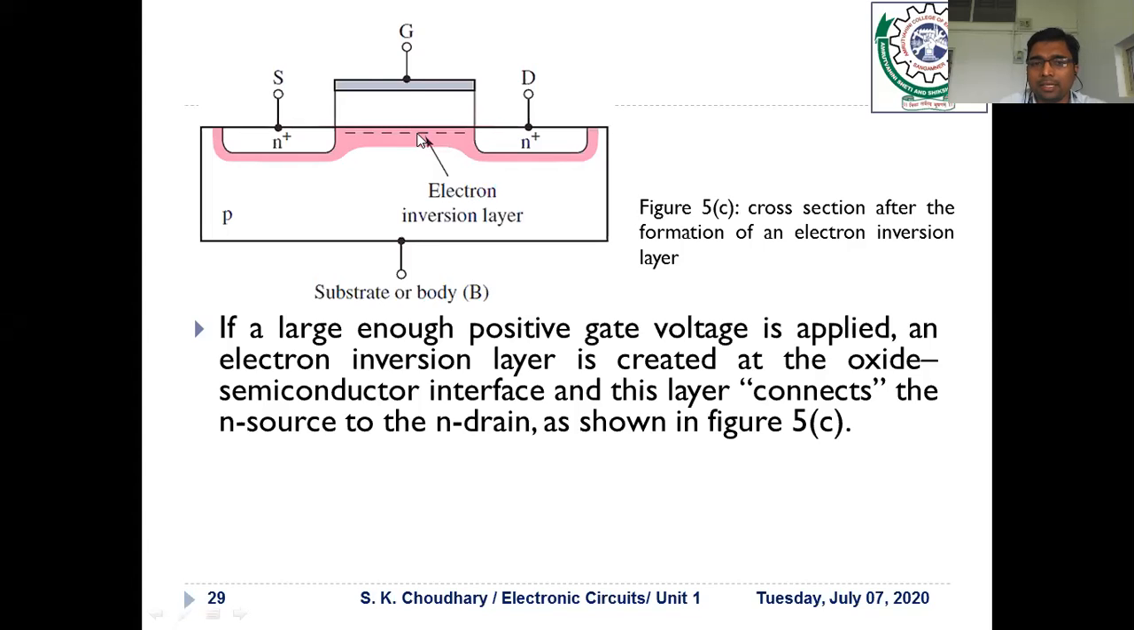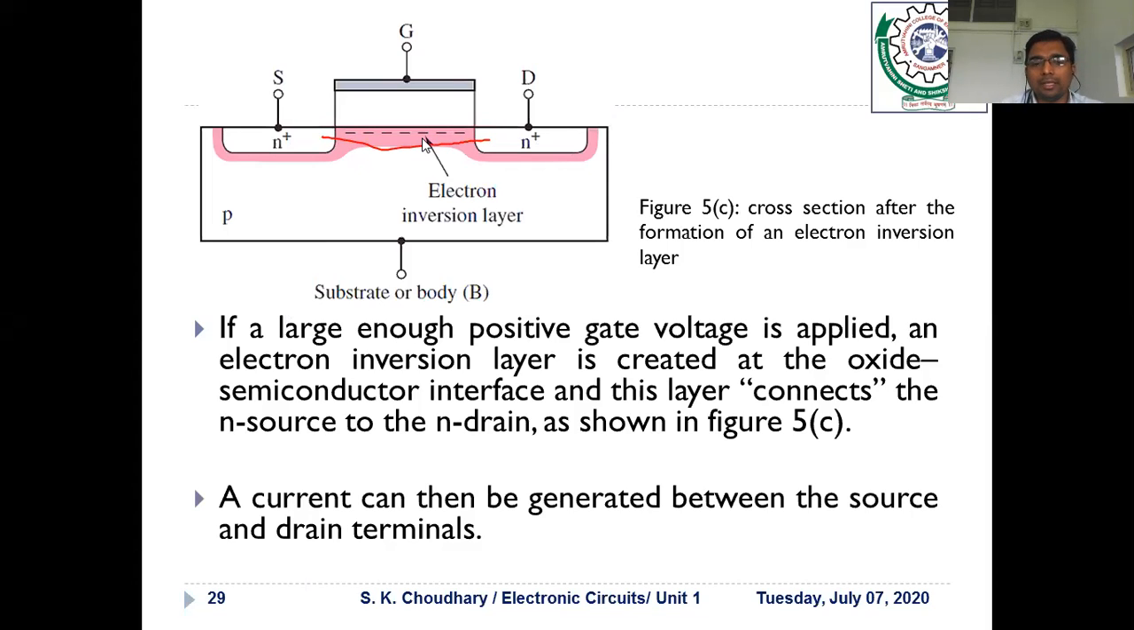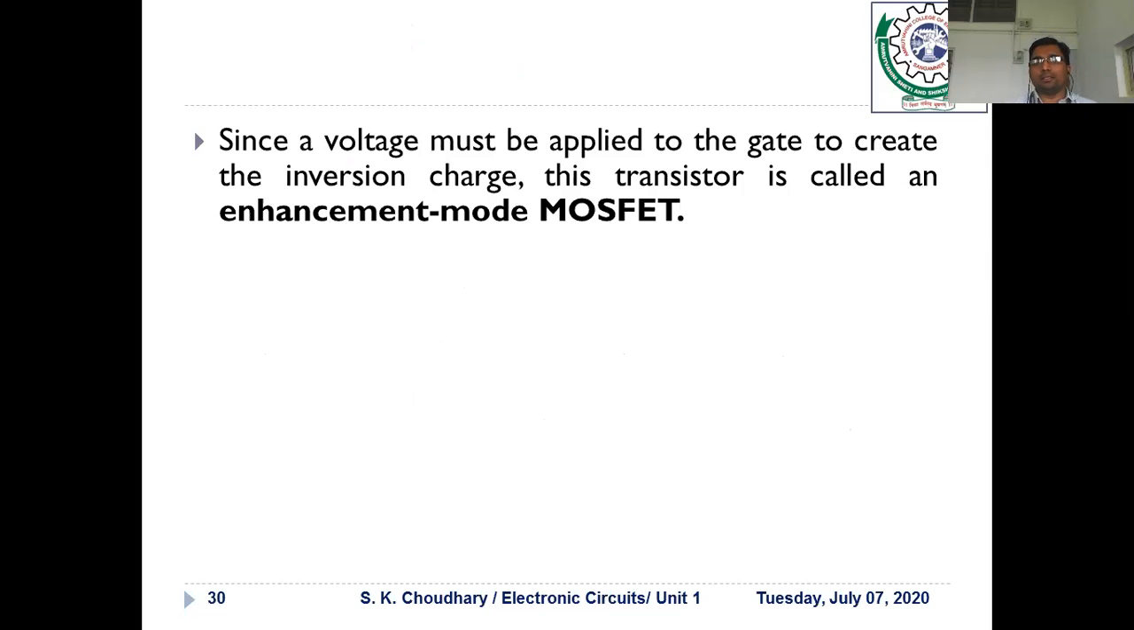Why has this inversion layer been created? Because of this positive charge, the negative charge electrons would be attracted, and an electron inversion layer would be created. This layer is created at the oxide semiconductor interface, and it connects the N source to the N type drain. So a bridge connection is established between them. Because of this connection, what happens? A current would be generated between the source and drain terminal.